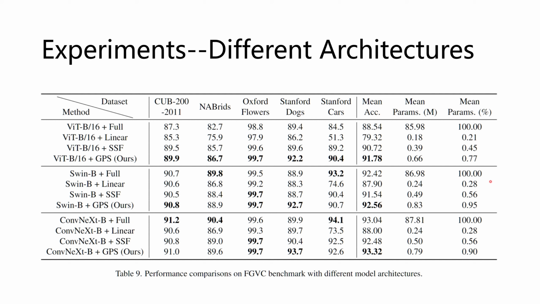And we also evaluate different architectures, including ViT, which is a transformer-based architecture, and Swin Transformer, which is another version of transformer. And we also test a CNN-based model. And for these 3 architectures, our method achieved the best accuracy on average.